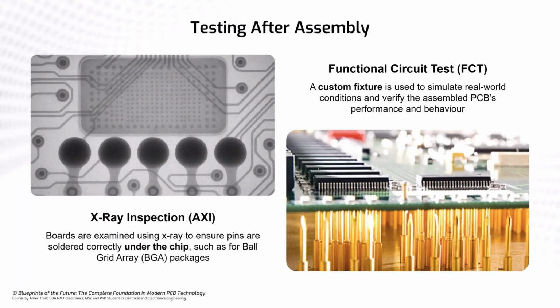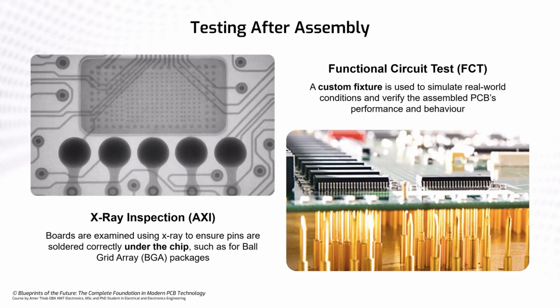After assembling components, some issues may still arise from poor placement of components or soldering conditions. X-ray inspection, or AXI, is used to detect misalignments and soldering defects under chips. This is particularly useful for fine-pitch ball grid array packages where error tolerance is strict.